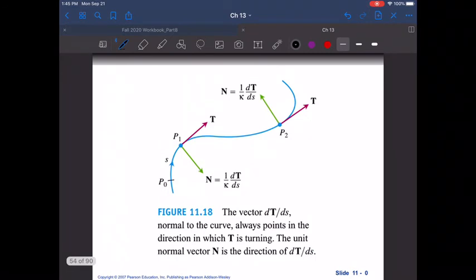All right, taking a look here, the vector dT/ds, normal to the curve, always points in the direction in which T is turning. You see that? It's always going to point in the direction that it's turning. So here, as we move along from point to point, T is rotating that way, and that's the direction that the normal points. Up here, if we were to move to the next position up, T would be pointing like that, and we're curving this way, and that's the direction that N happens to be pointed. So this is a normal vector. It's going to be normal to our curve because it's normal to our tangent vector.